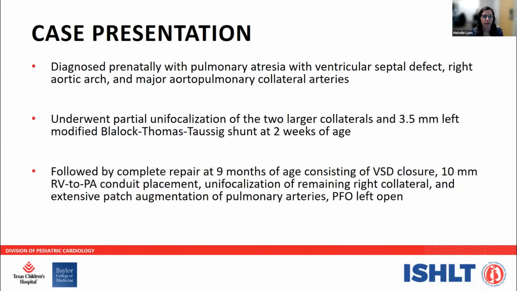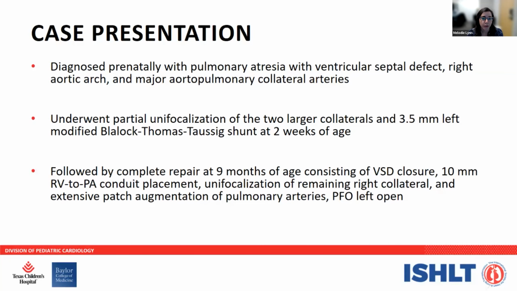So to start off, our patient was diagnosed prenatally with pulmonary atresia with ventricular septal defect, right aortic arch, and major aortopulmonary collateral arteries. She had one large collateral from her left subclavian artery supplying the entire left lung and two collaterals going to the right lung, one supplying the right middle and right lower lobe and one small one supplying the lower portion of her right lower lobe.